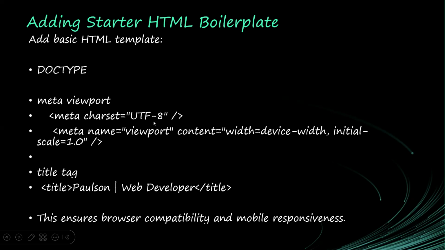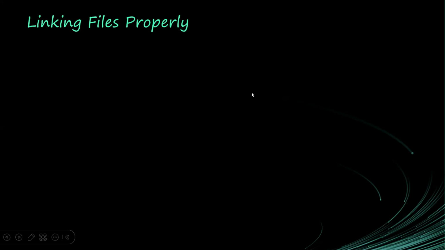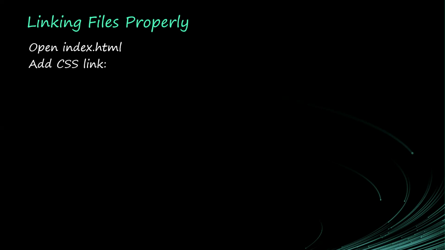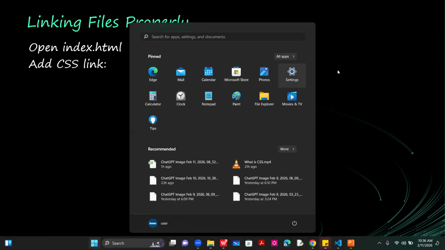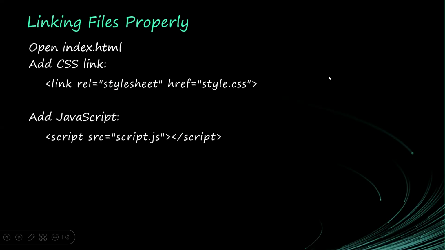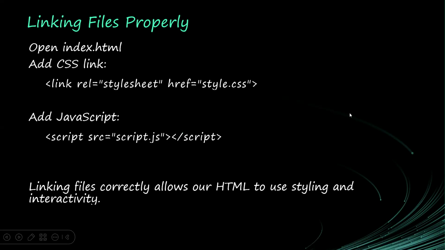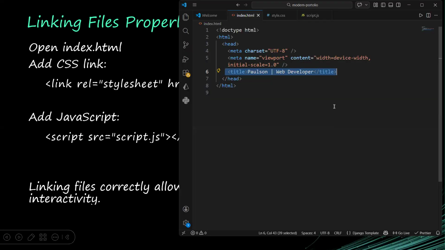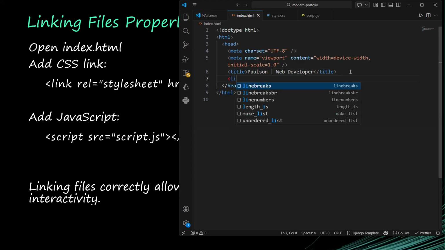All right, so then let us link our files properly. Now, in the HTML page, we have to link both the CSS file and the JavaScript file, because it is the HTML file that is actually run by the browser. So we are going to link the CSS and the JavaScript file. Okay, so this is how we link it. So now in the head section, I'll create this link tag.